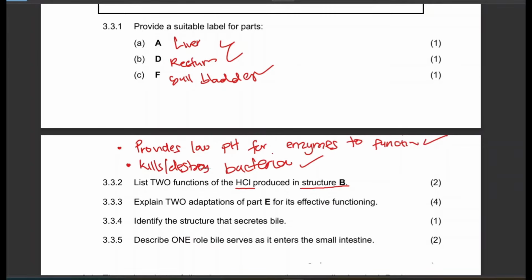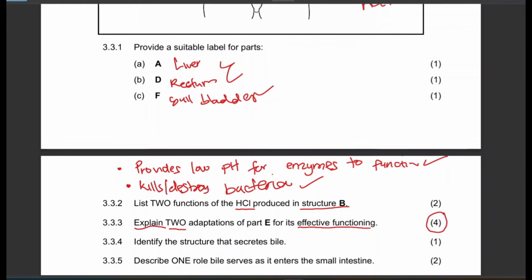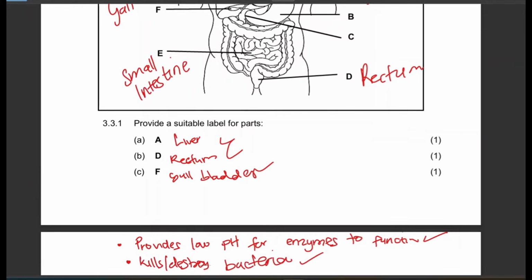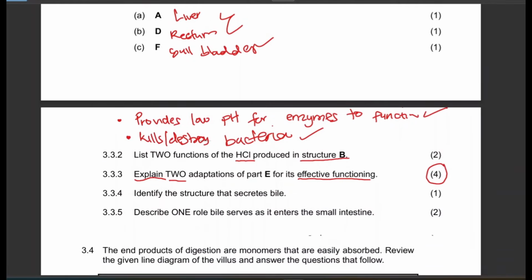Explain 2 adaptations of part E for its effective functioning. Explain 2. You need to familiarize yourself with such questions in life sciences, guys. They are very common. And this is for 4 marks. So that means each adaptation will be worth 2 marks. Part E is the small intestine, right? So what they're basically asking you here is give us information about how the small intestine is adapted in order to allow absorption of nutrients to take place.